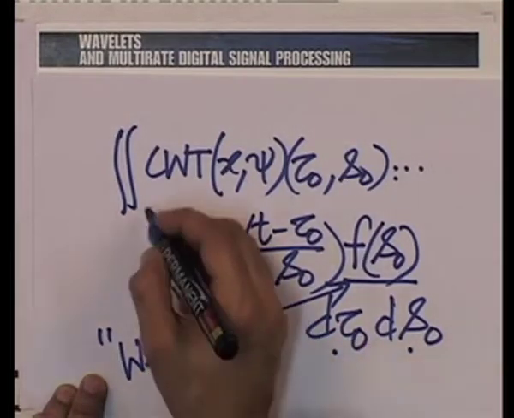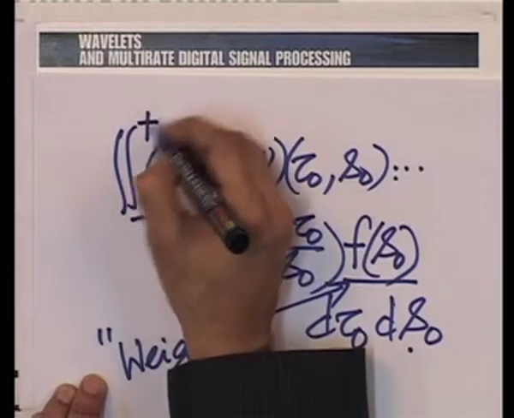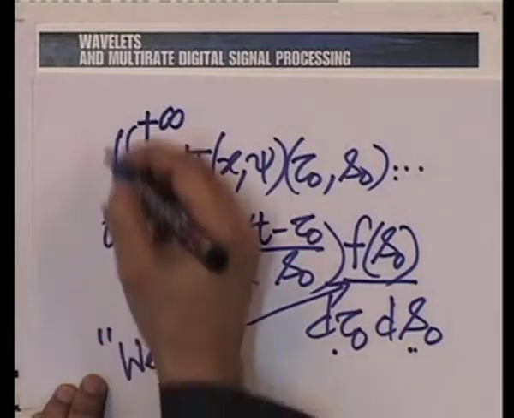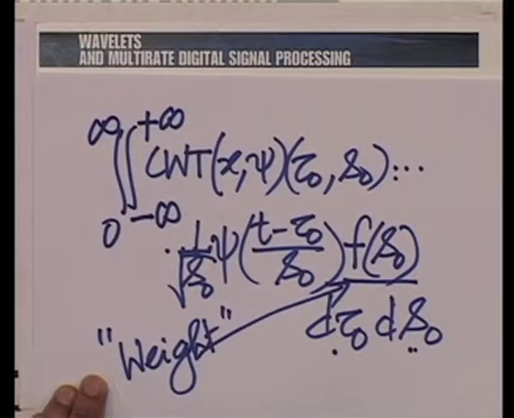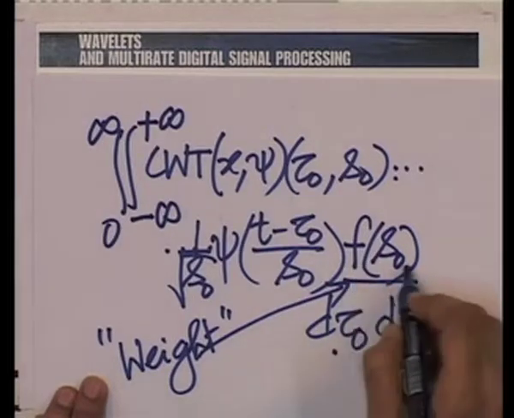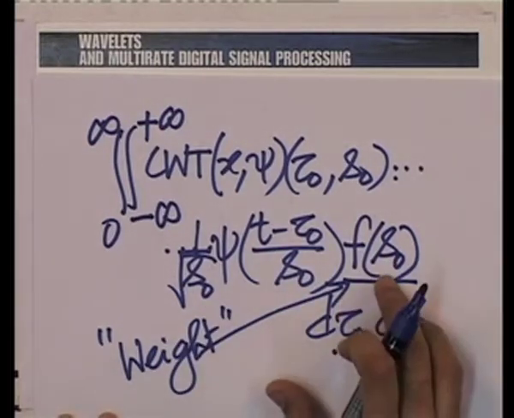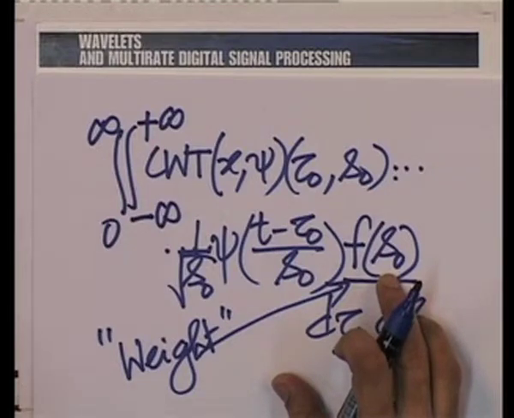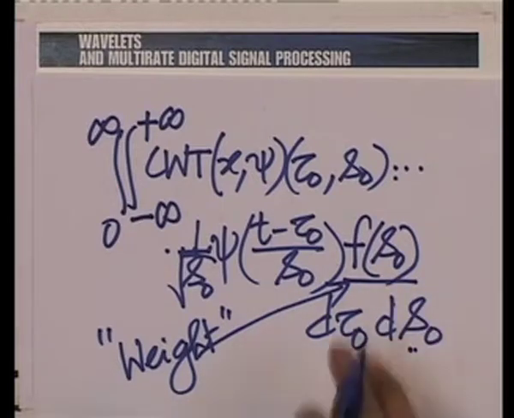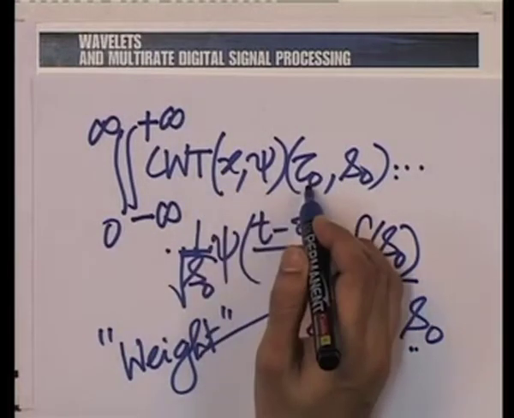Now, tau naught would go from minus to plus infinity, but S naught would go from 0 to infinity. There is a little bit of a difference. And we need to choose this f of S naught in such a way that we can get reconstruction. That is what I am trying to say. A little difficult to understand right in the initial phase, but once we go through the working, you will see what I mean.